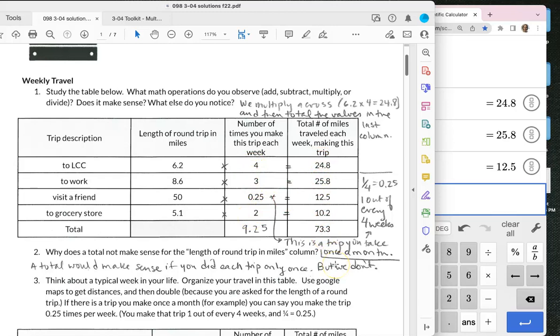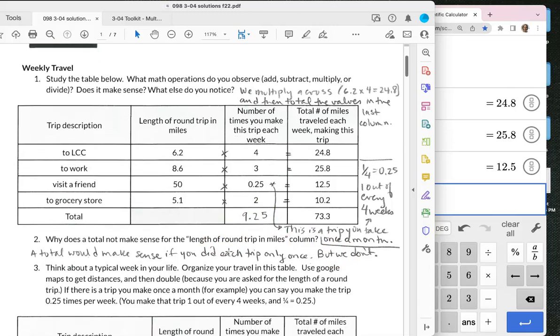And we're going to revisit this table structure again in week 10 when we talk about weighted means tables.